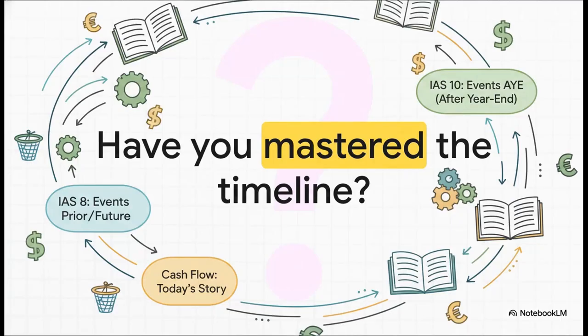So I'll leave you with this final thought. Have you mastered the accounting timeline? Look at how interconnected all these rules are. Cash flow tells us the real story today. IAS 8 cleans up our past and sets our future estimates. And IAS 10 handles that weird twilight zone right after year-end.